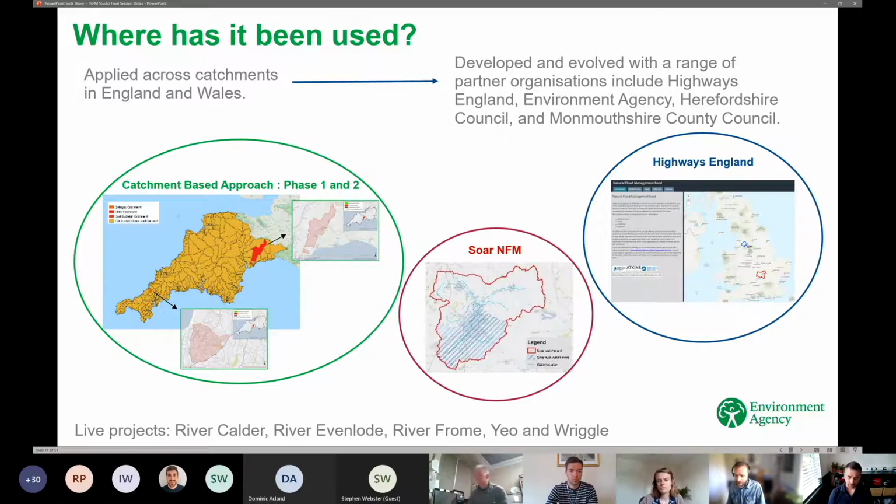You can see some of those here, like the River Calder, the Evenlow, the Froome, Yeo, Wriggle. These are all rivers that some of you may know of. So there's a lot of activity in this space. So it's not a static tool either. It's continuously evolving as we go through. Next slide, please, Tom.